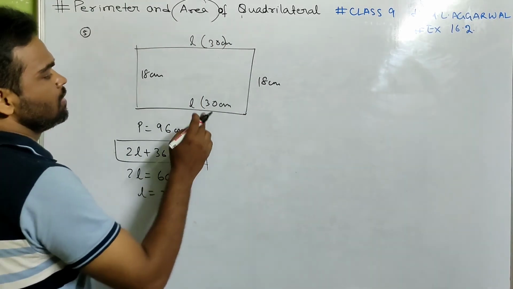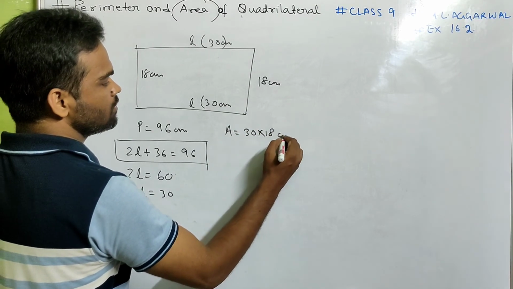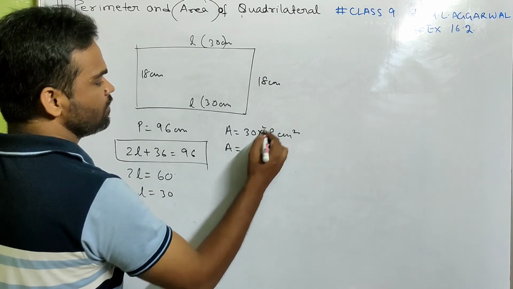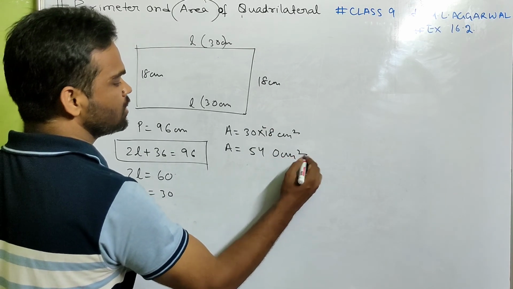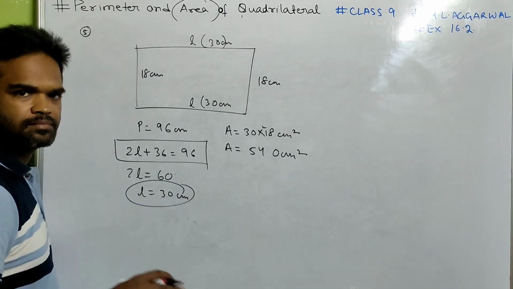Now what? Area is what? Area is length into breadth. Yes or no? That's pretty simple. 30 times 18, that's 540 centimeter square. And the length is 30 centimeter. Done.